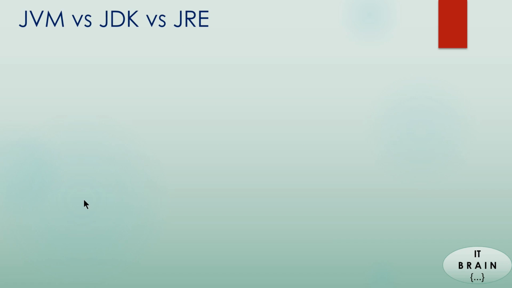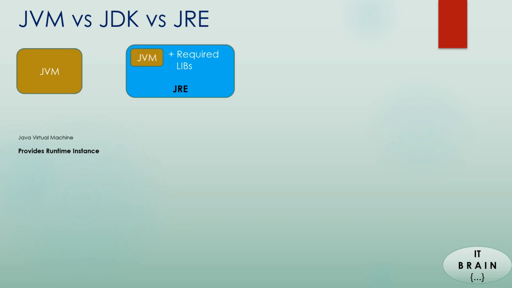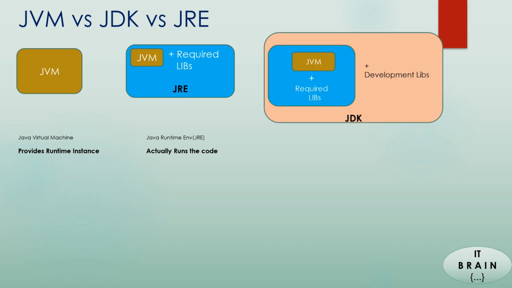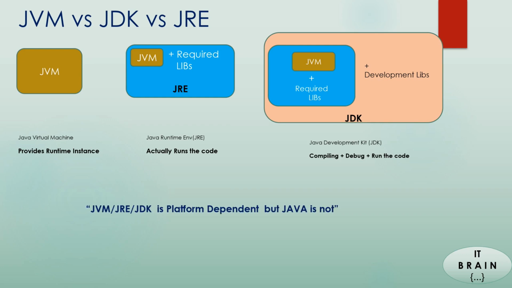Now as we have a good understanding of the JVM, JDK and JRE and their usage, let's have a quick recap of the basic differences and usage. As we have said earlier, the JVM is nothing but the Java Virtual Machine. It provides you the runtime instance, and the JRE is a superset of the JVM. It has other required libraries apart from your JVM that help to actually run the code. And ultimately we have the JDK, that is a superset of your JVM and JRE, along with your development libraries. That is normally used for compiling, debugging and running the code.